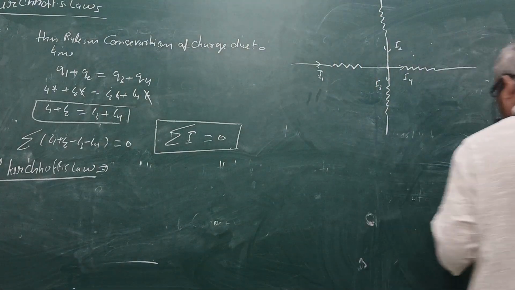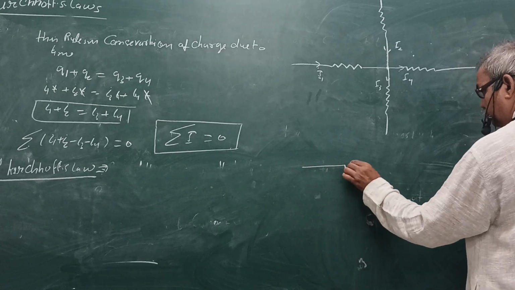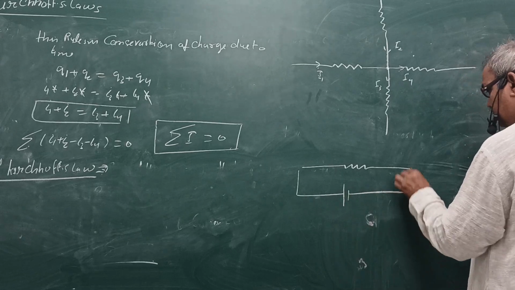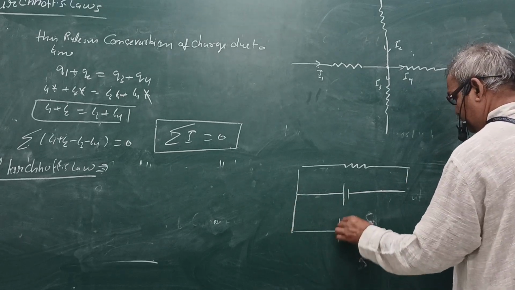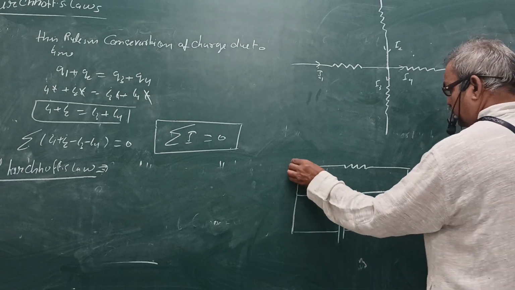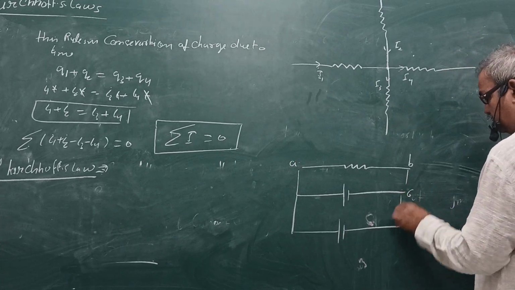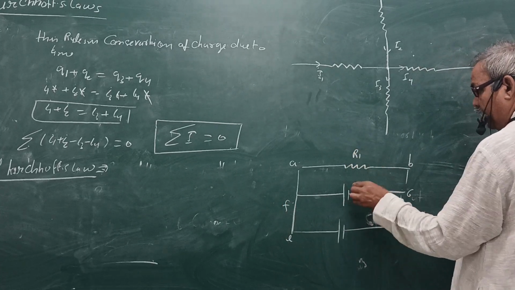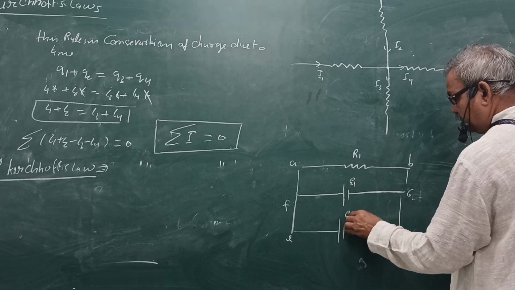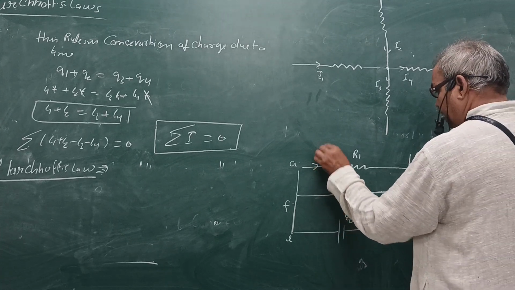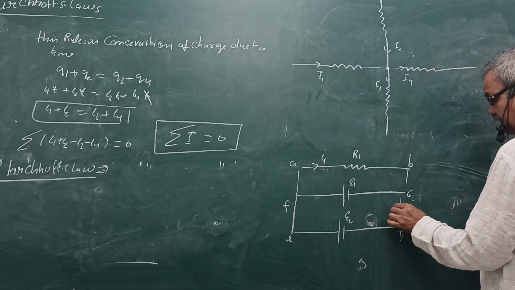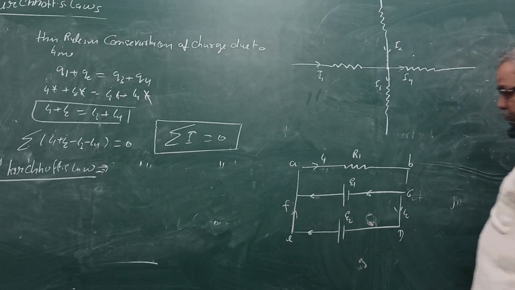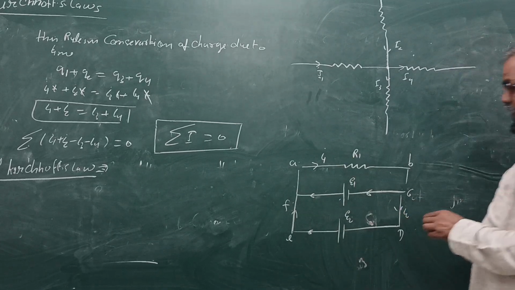This is a circuit diagram connected by two batteries. A, B, C, D, E, F. This is the resistance R1, E1 and E2. This is the flow of the current I1, this is the flow of the current I2, in the direction from the positive terminal to the negative terminal.